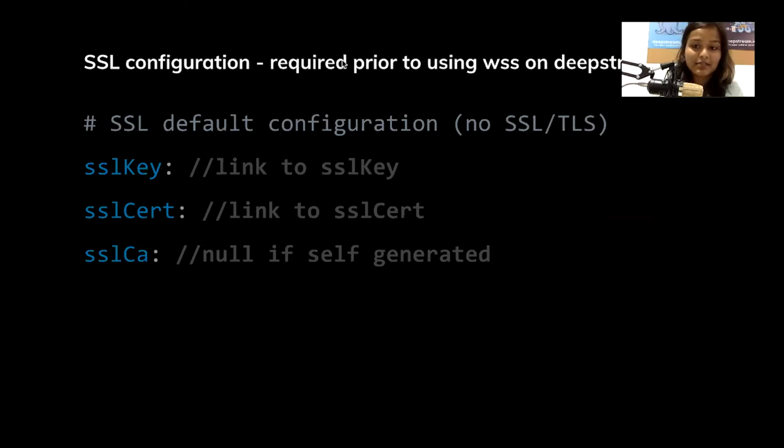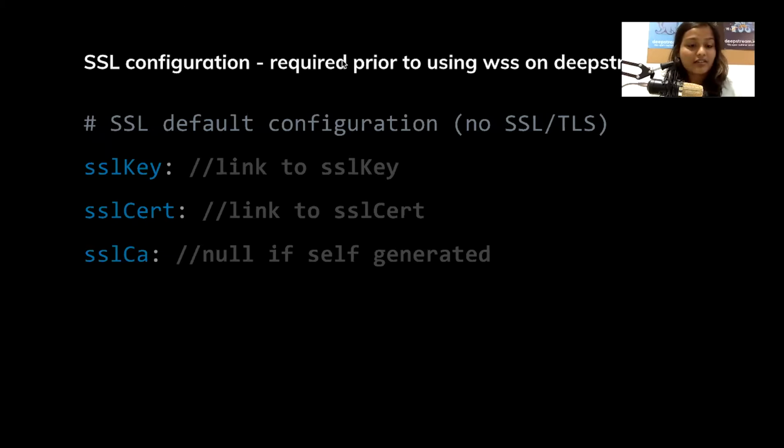As I was mentioning, in Deepstream IO, you have the configuration file. Now in that configuration file, if you want the connection to be secured, that is on WSS and not on WS, you would need to generate an SSL certificate and link that at this point in your configuration file. You can either get your certificate from a certificate authority, or you can self-generate a certificate. There are a lot of tutorials and sites to check how you can generate your own SSL certificate.